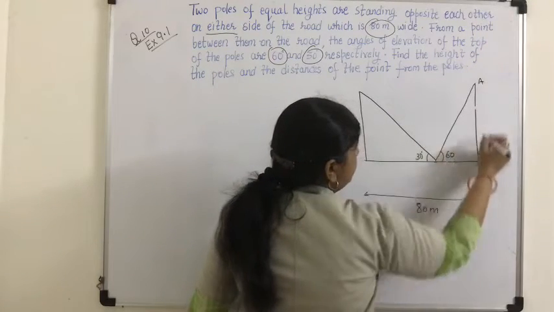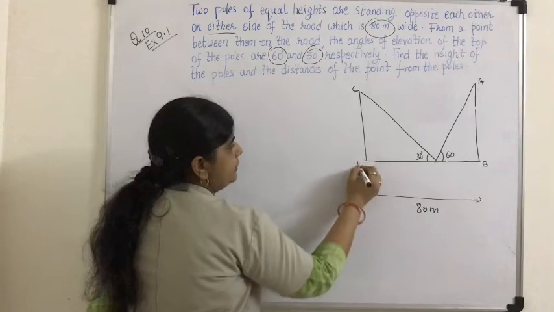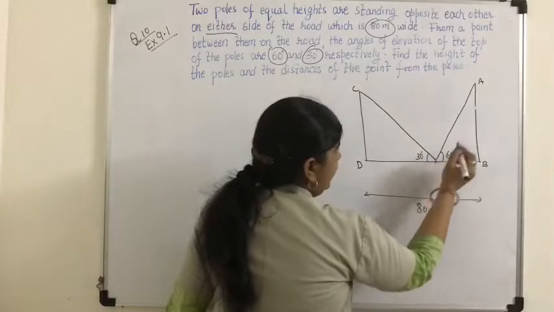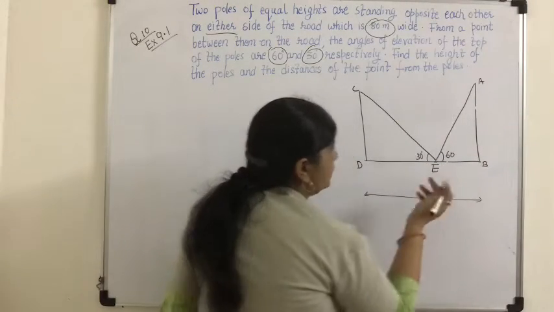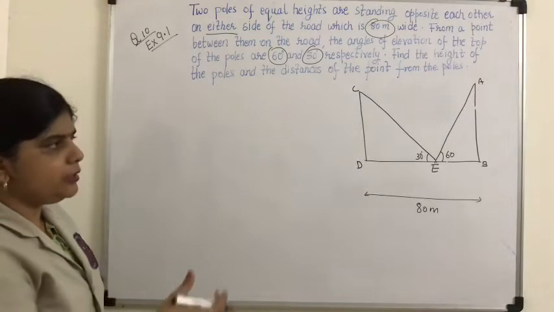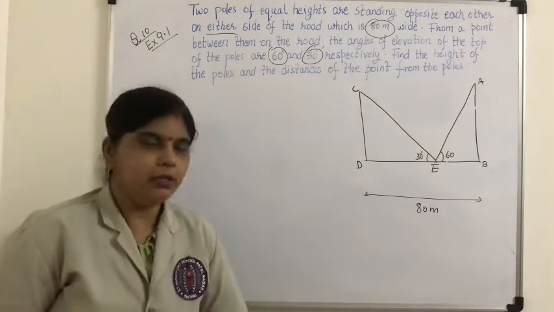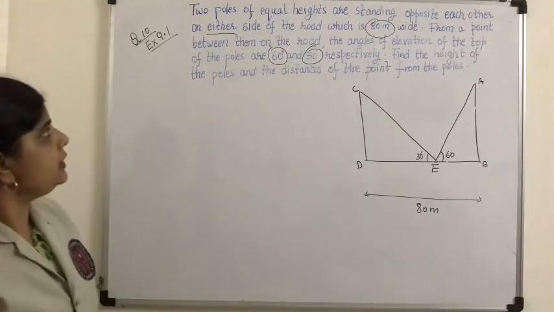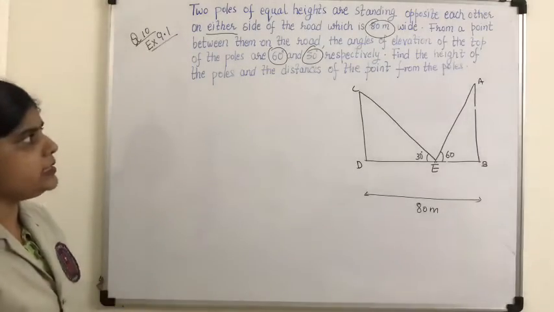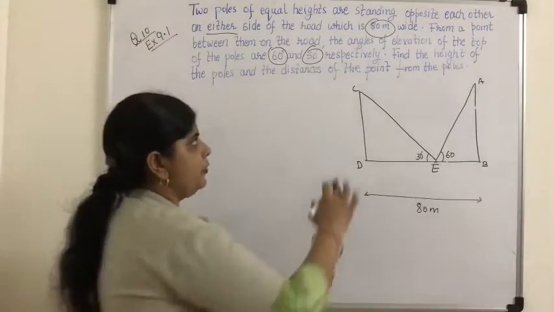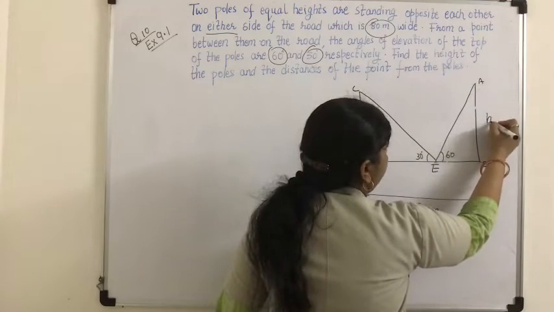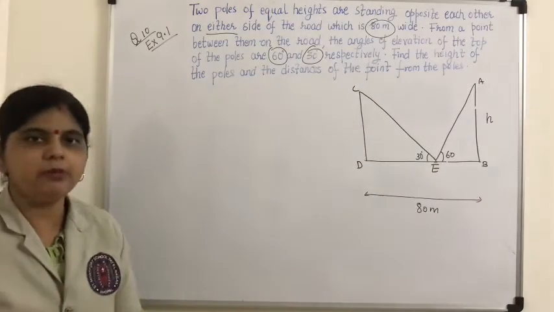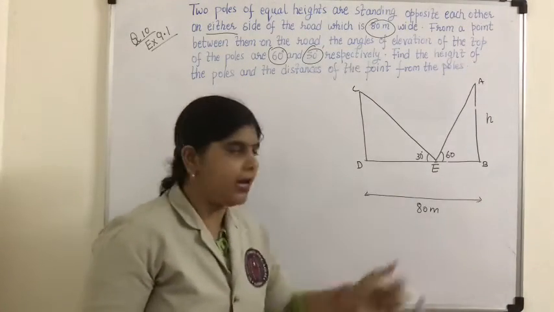So I am saying this AB and CD be the poles, two poles, right? And this A, B, C, D, let E be the point which is in between the road from where we are looking at the tower. Okay, the figure is now done. The question says find the height of the poles and distance of the point from the poles. Find the height. So let the height be h. If AB is h, then CD will be equal to h because it is given both are of same height, right?